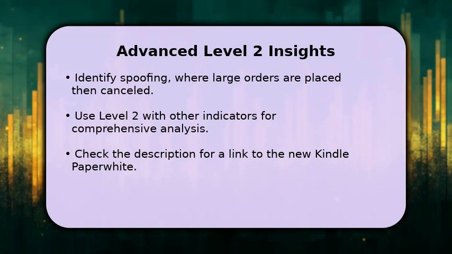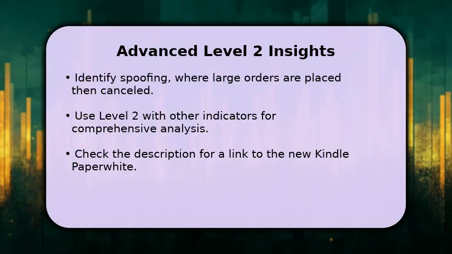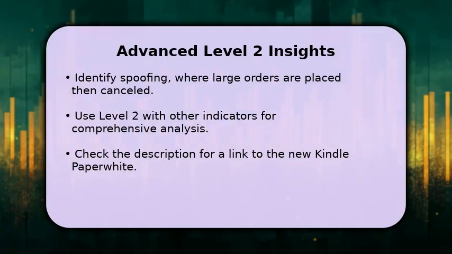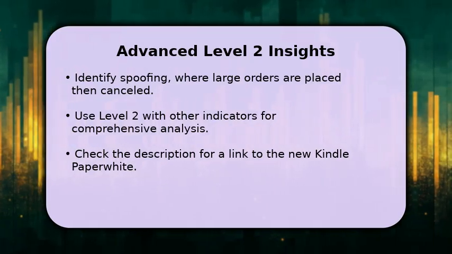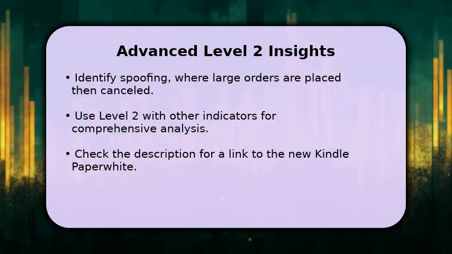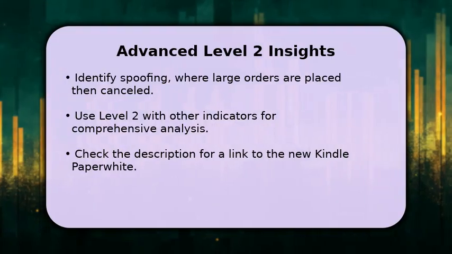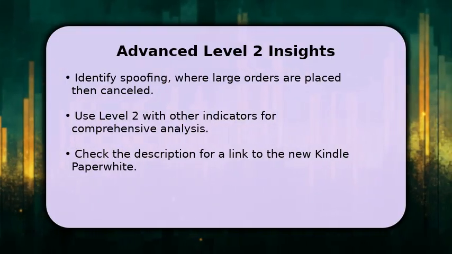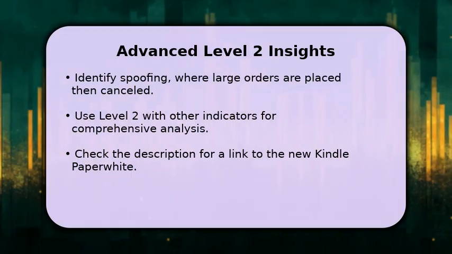Beyond basic interpretation, Level 2 data can reveal advanced insights. For instance, you might spot spoofing, where large orders appear and then quickly disappear, potentially manipulating price. Combining Level 2 with technical indicators like volume or moving averages can provide a more robust trading strategy. Remember, Level 2 is a powerful tool, but it's just one piece of the puzzle.